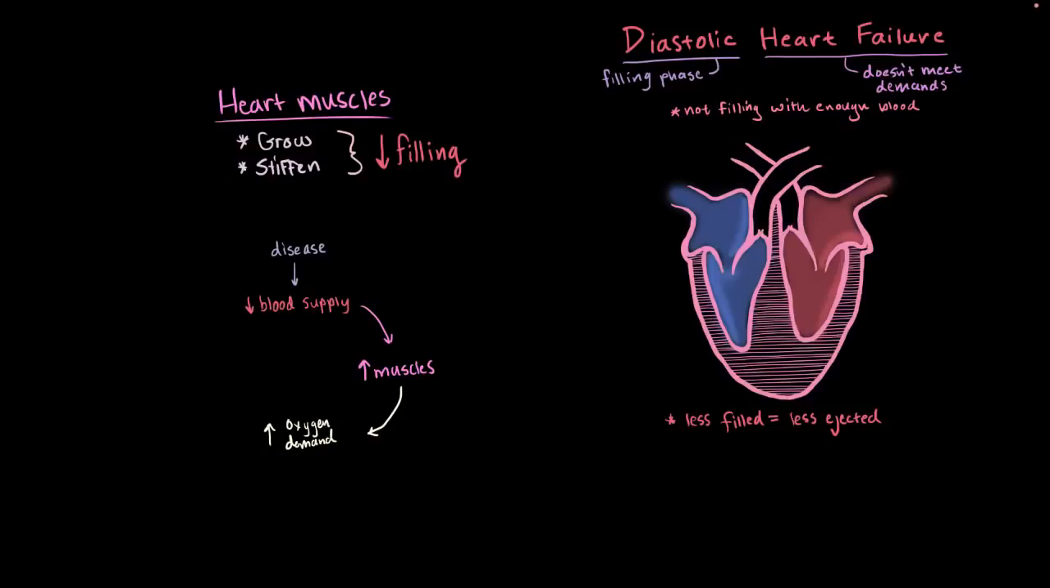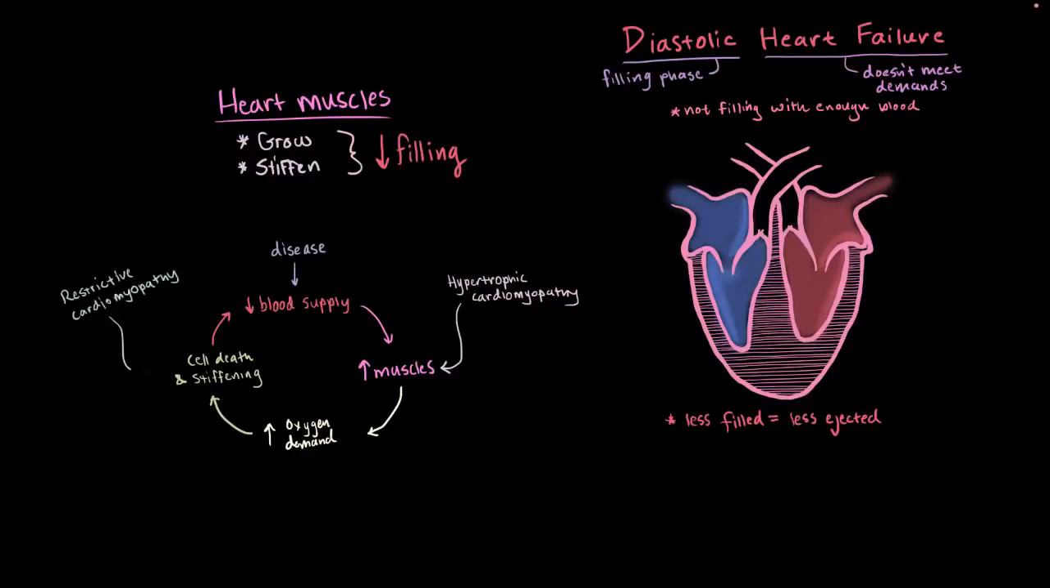But with heart failure, you can't supply more oxygen, so this leads to cell death, and that cell death causes this fibrosis and this stiffening of the heart muscle tissue. And then that feeds back into a lower blood supply, making it even harder to pump blood. You could also have other diseases like hypertrophic cardiomyopathy that directly affects muscle size, or restrictive cardiomyopathy that directly affects stiffening. And this cycle progresses, and heart failure gets worse.